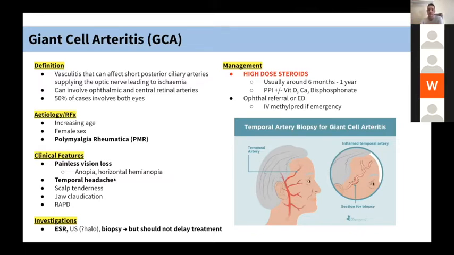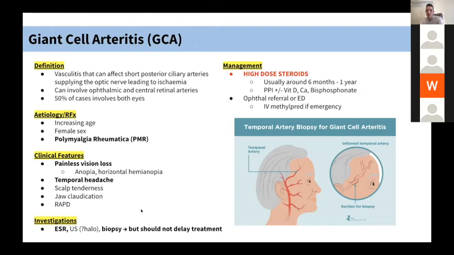And then the common one being a temporal headache, so just on the side of the head, usually a throbbing type of headache. And you can get quite bad scalp tenderness over the one side of the face as well. Jaw claudication, so painful chewing. And again, a relative afferent pupillary defect because you're affecting the back of the eye. With investigations, an ESR, so that's absolutely one thing that you want to do. And it's quite often very, very high, like above 100.